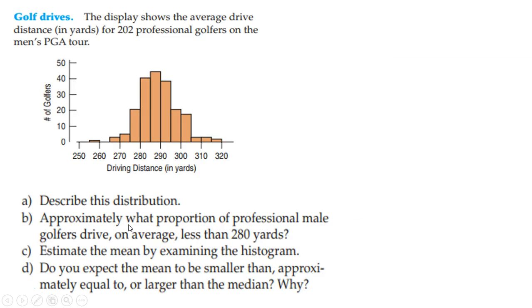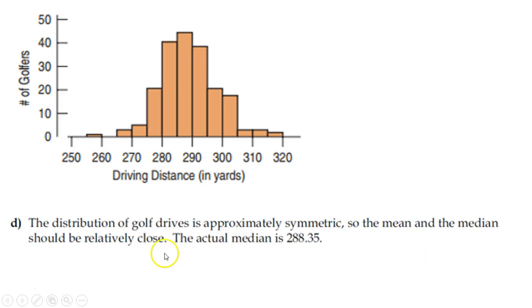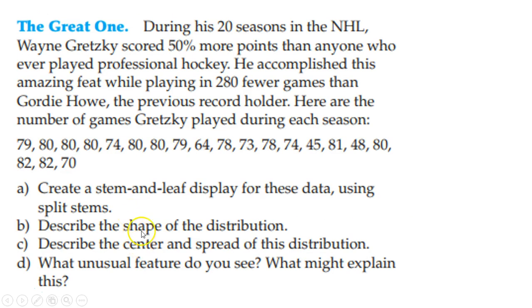And then what does it ask for D? Do you expect the mean to be smaller than, approximately equal to, or larger than the median? And then the actual mean is 288.6. So an estimate between that, we did that one right here. The distribution of golf drives is approximately symmetric. And because it's unimodal and symmetric, and it looks kind of normal, the mean and the median should be relatively close to one another. The actual median, if you were to cut this and look at it, would be 288.35. The point is, when you do these, the median, in a normal distribution, is right smack dab in the center, if this all works out together.